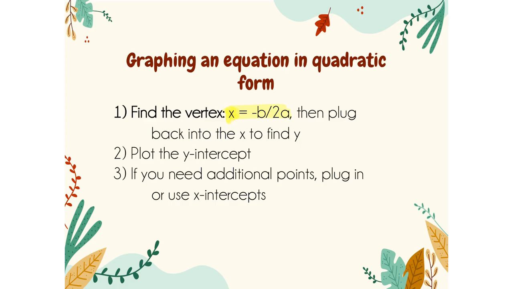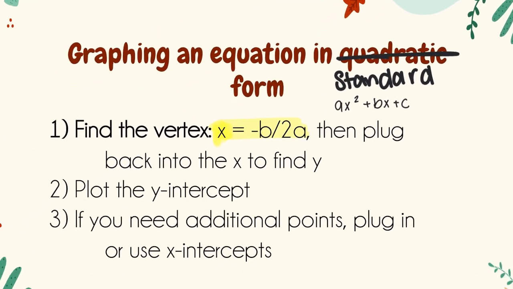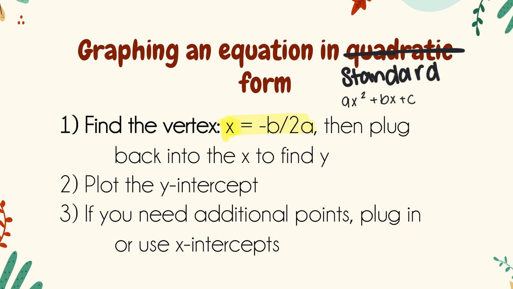All right, graphing an equation in standard form. So like I said, we're not really calling it quadratic form. This will be standard. Okay, graphing it in standard form. Remember, we have to remember what standard form is. Looking at it, it was an equation that we had. So standard form is ax squared plus bx plus c. That's my standard form. And in order for us to find our vertex, we have to use this formula.